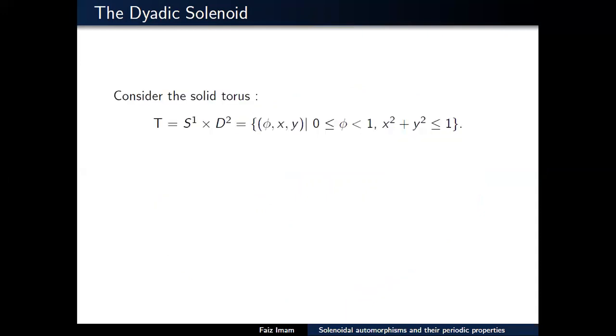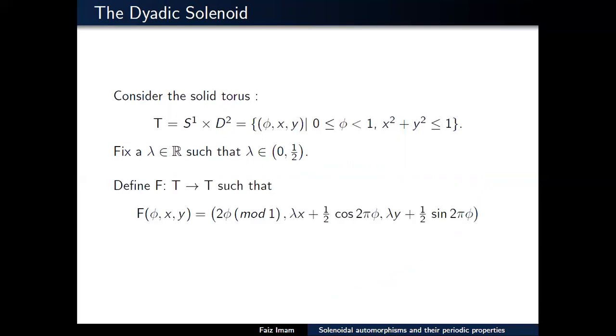We consider a solid torus T, which is S1, the unit circle, cross the disk, denoted by (phi, x, y), where phi lies between 0 and 1, and as usual x squared plus y squared is less than or equal to 1. We fix a lambda belonging to the set of real numbers such that lambda lies in the interval 0 to 1/2. Lambda is something like a scaling factor.